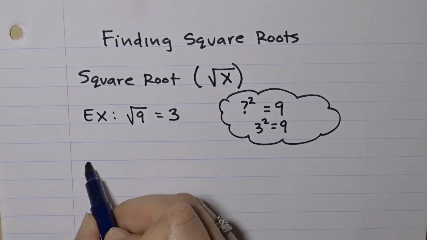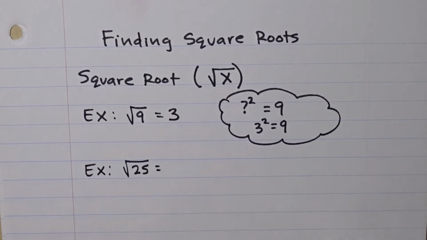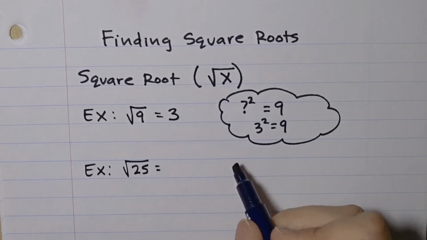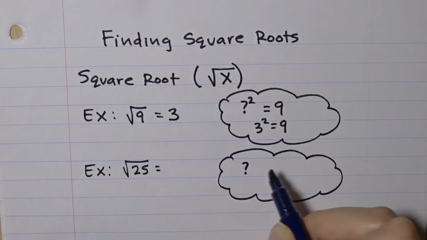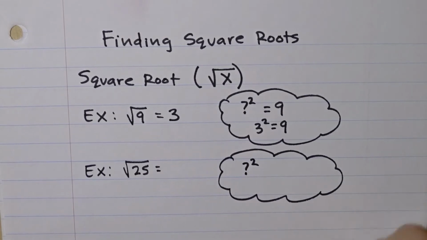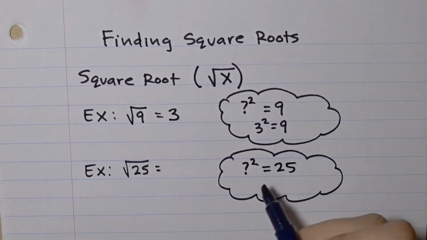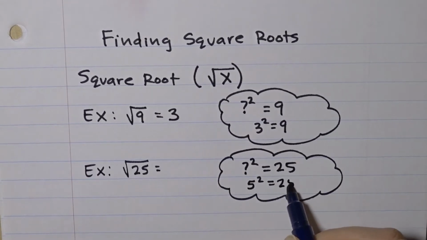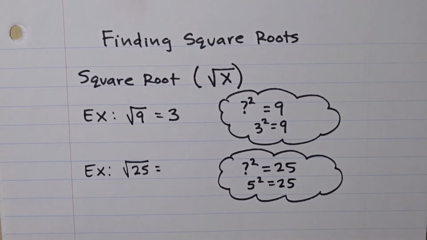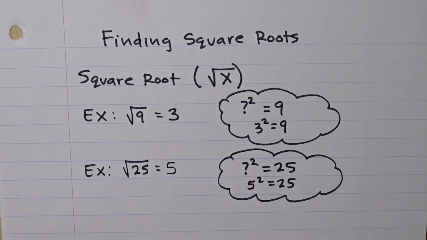Another quick example. See if you can do this one before I tell you. So what do you think the square root of 25 is? You should have been thinking, what number times itself, or to the second power, gives me the answer of 25? And then you should have concluded 5 to the second power gives me 25. 5 times itself is 25. So therefore, the square root of 25 is 5.